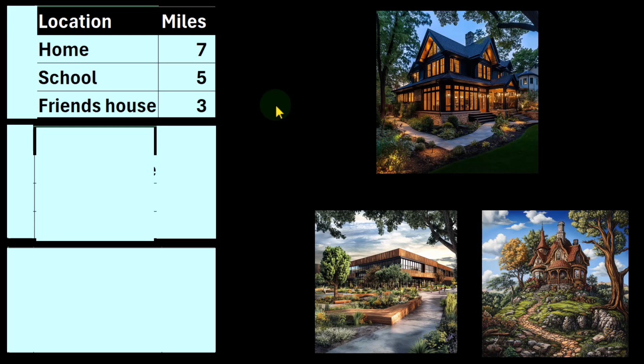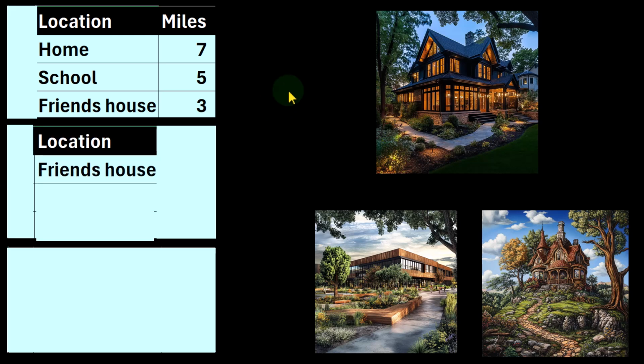Now we might say, what if the next day I don't start from home because I spent the night at my friend's house? So instead of being here, we're over here in the system, and then we go home, and then we go to the school. So now we were here, we went home, we went to the school.